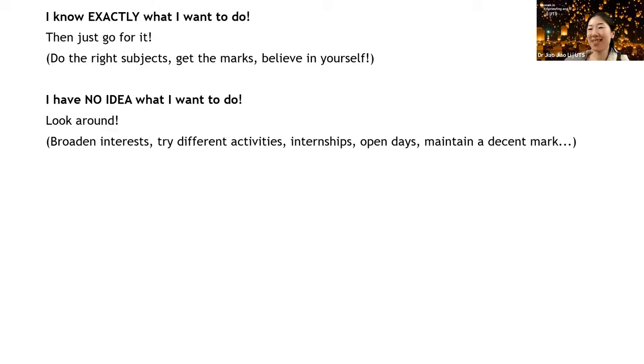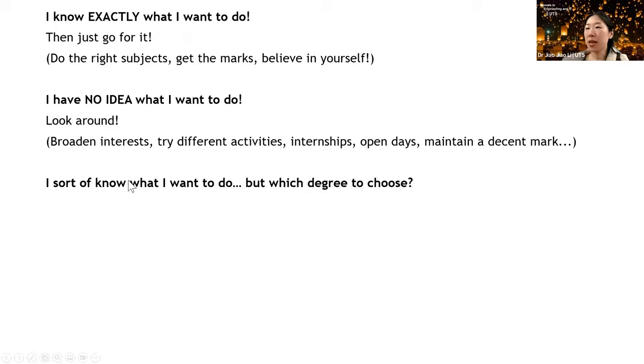Don't listen to unverified sources of information. Get it from where you're actually trying to go. Try and sign up for uni internships as well. A lot of unis are trying to partner with high schools now. And also, while you're doing all of this, just maintain a decent mark, because you don't want to get to a stage where you know what you want to do, but then you don't have the marks to get in.